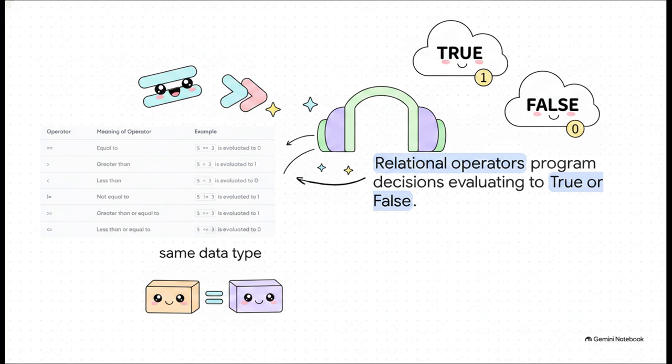To program decisions, we use relational operators. These are operators like equal to, greater than, or not equal to, and they allow the program to evaluate a specific condition. The fascinating part is that the result of a relational operation is always a logical data type. It simply evaluates to either true or false, which, in computer speak, just translates to a 1 or a 0.